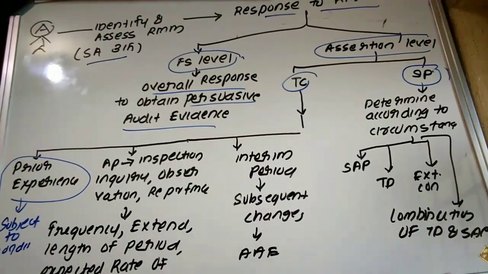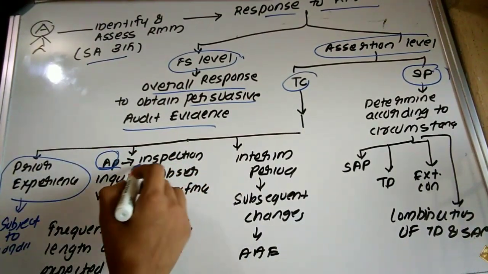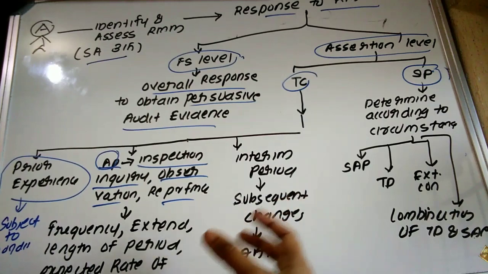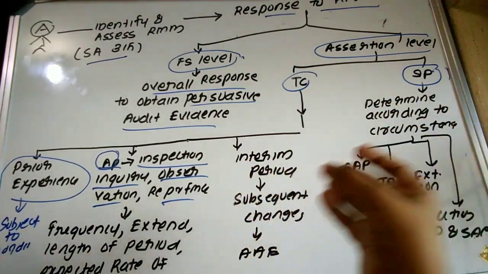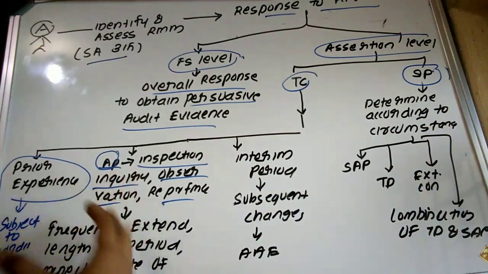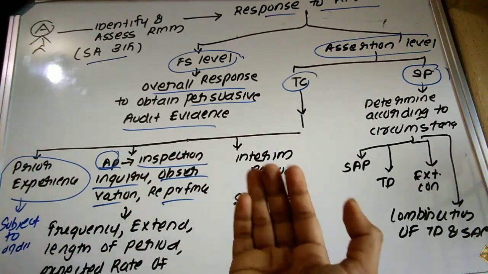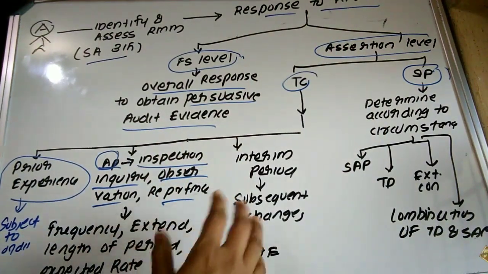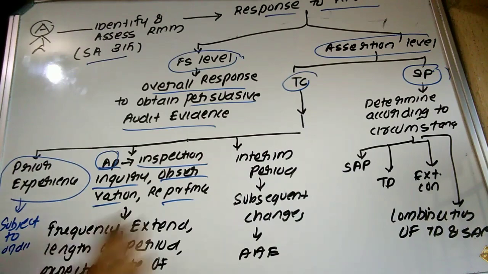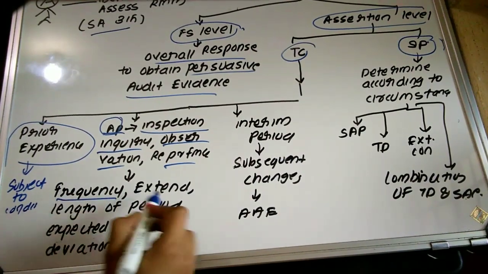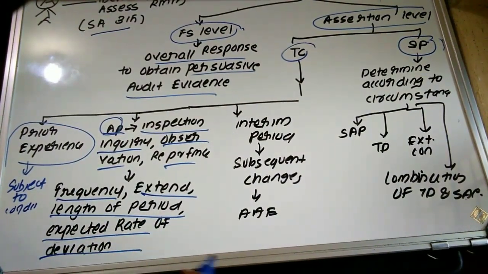Then analytical procedures. He may use audit procedures like inspection, inquiry, observation, re-performance. This is mainly for the purpose of getting audit evidence with respect to existence, occurrence, valuation, and what? Rights, ownership with respect to the account balance, class of transactions, etc. So the audit procedure may depend upon what? The nature of audit evidence available from that entity. He may perform inspection, inquiry, observation, evaluation, re-performance, etc. At the same time, the auditor should consider the following aspects also: frequency, extent, length of time period, expected rate of deviations, etc.